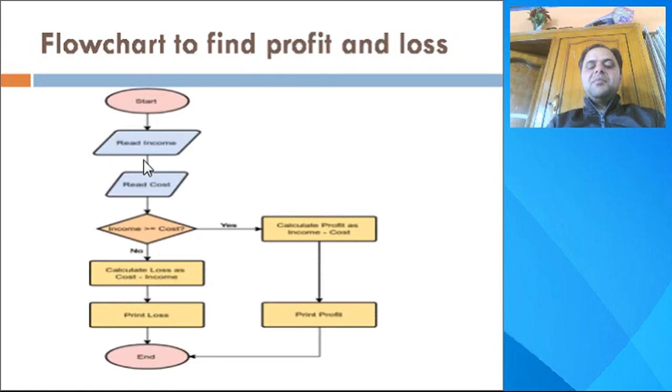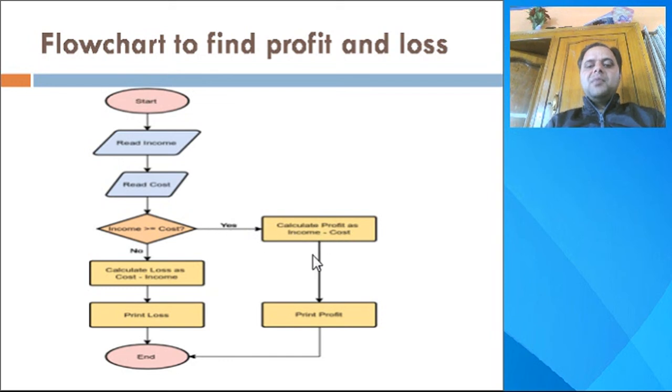Another example, for example, we have to find the profit and loss of a shopkeeper. So start, read income, read cost. So we have to input income and cost. So if income is greater than or equal to cost, if the selling price is more than or equal to the cost price, then we will calculate the profit. If it is equal, then profit is zero. Calculate the profit, that's income minus cost.